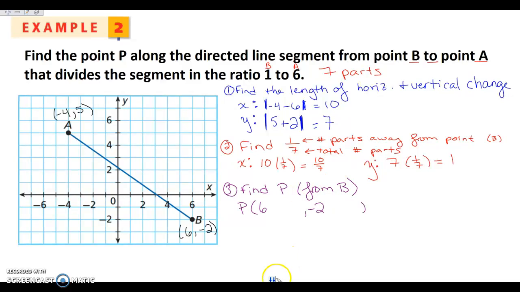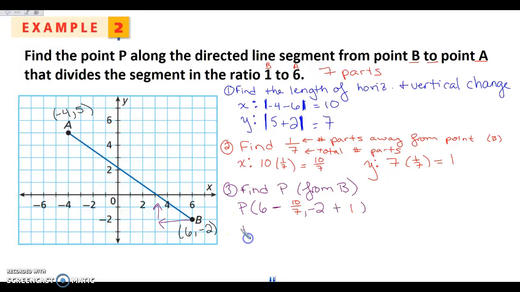Okay, then I'm going to bring in my 10/7 from up here and my 1 from up here. And I have to figure out, am I adding these or subtracting these or what am I doing? So from B, in order to get to my segment, I am going left and then up. Okay, so if I'm moving left, that is a negative direction. I'm going to be subtracting. If I'm moving up, that is a positive vertical direction. So I'm going to be adding in my y's.